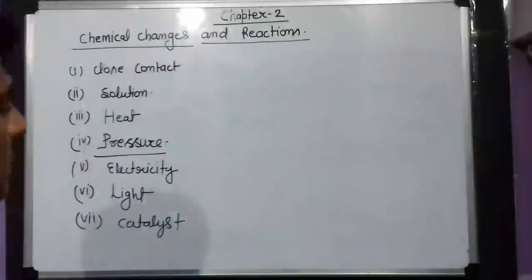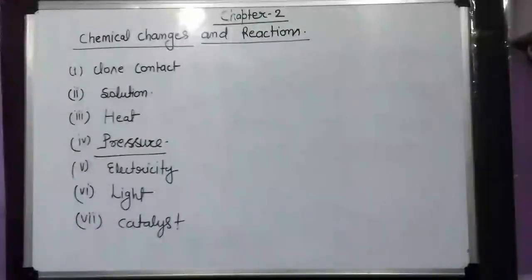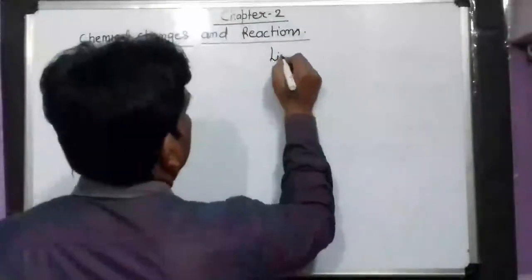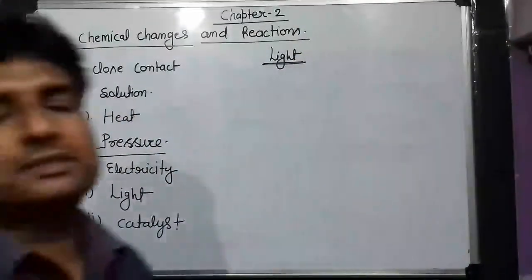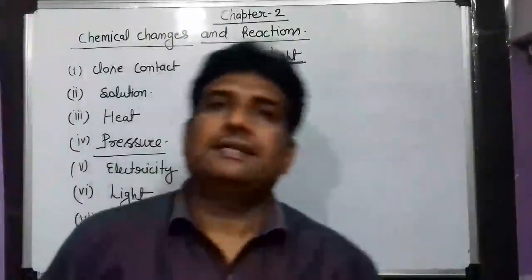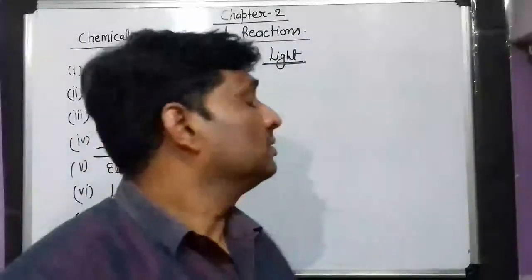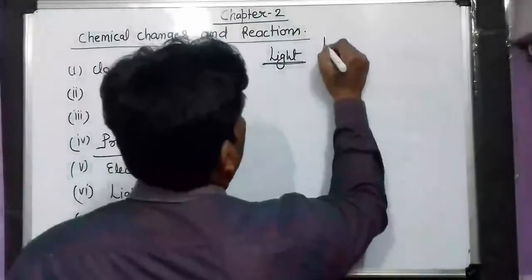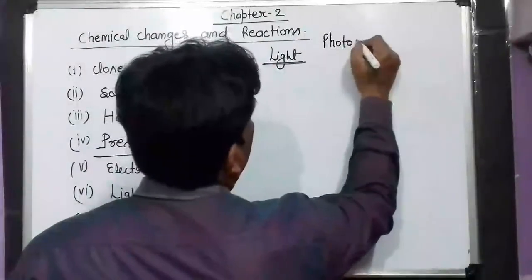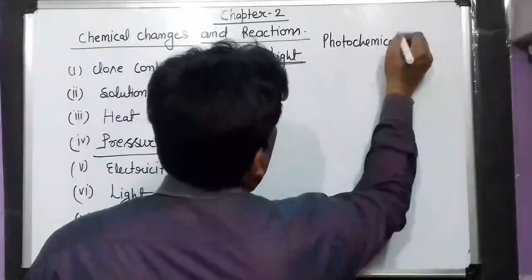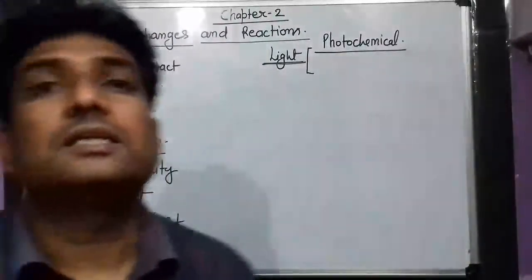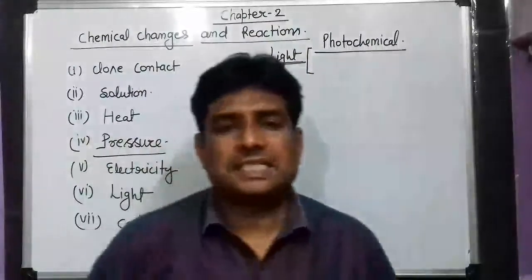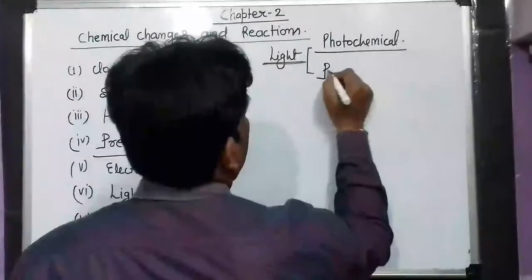Now we discuss light. When any chemical substance absorbs light, then it gets activated. This type of reaction is called photochemical reactions. Clear, student? This type of reaction is called photochemical reactions or photolysis.